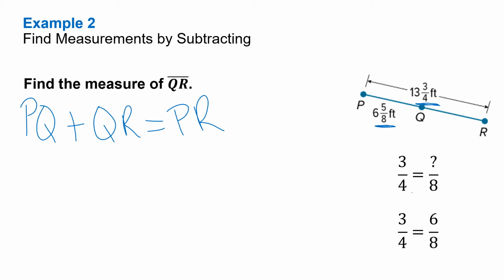And I notice that I multiply by 2 in the denominator in order to go from a denominator of 4 to a denominator of 8. I do the same thing in my numerator so that I'm not changing my value. And 3 times 2 is 6. So the equivalent fraction of 3/4 is 6/8.